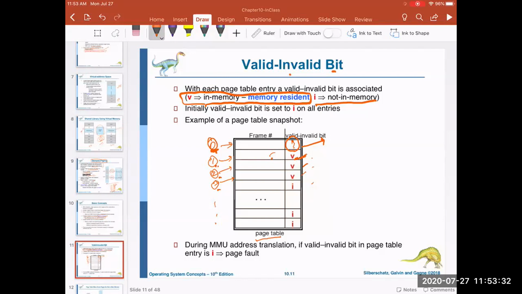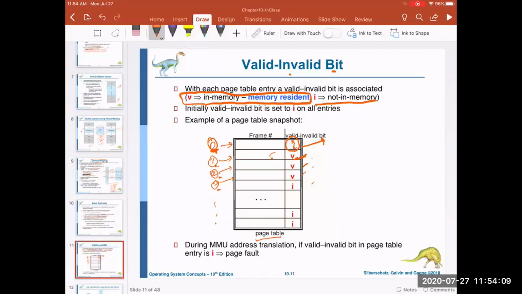For simplification in today's lecture, consider that I means the page is not in the main memory but is needed by the program. V means the page is inside the main memory. I hope this is clear now. Any questions till now? Could you re-explain what a memory resident program is?